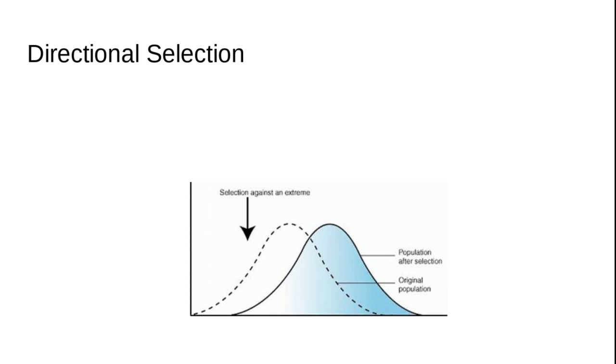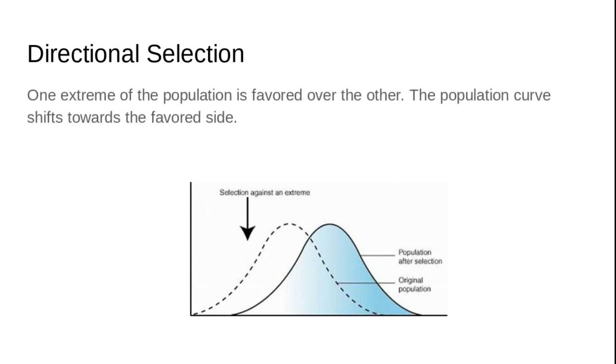So say we have a selection against an extreme. In this case, the short people can't compete as well. Their legs are shorter, they can't travel as far, so they eventually starve out. What happens to our population curve is it shifts to the taller side. And again, you see this in this particular graph. So one extreme of the population is favored over the other. Population curve shifts towards the favored side.